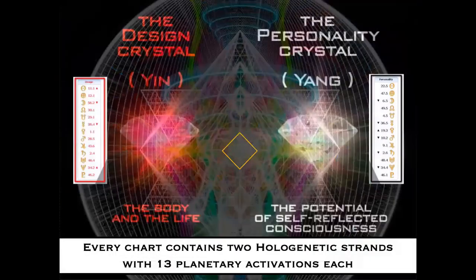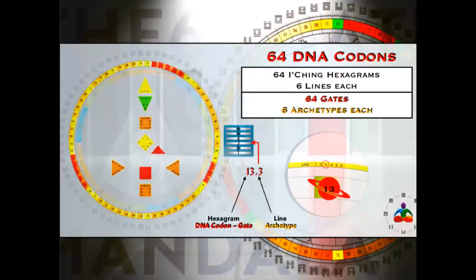And so these two aspects of us are really like the yin and yang of who we are, and they come together. They're like two strands, almost like the DNA helix. These two strands of information combine together with these 13 planetary activations. And when they synthesize in the totality of your design, that is the living, breathing essence that is you and your hologenetic blueprint. Now, each of those planetary activations is representing one of the 64 DNA codons that make up the genetic code.